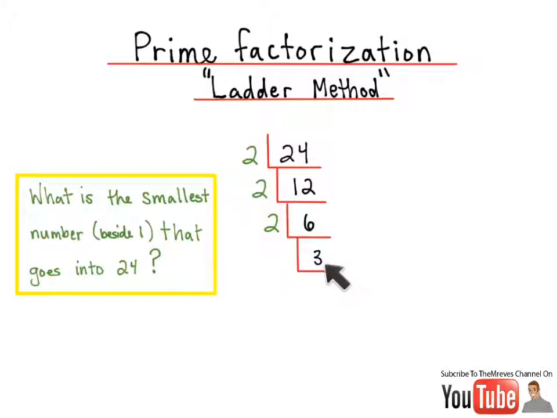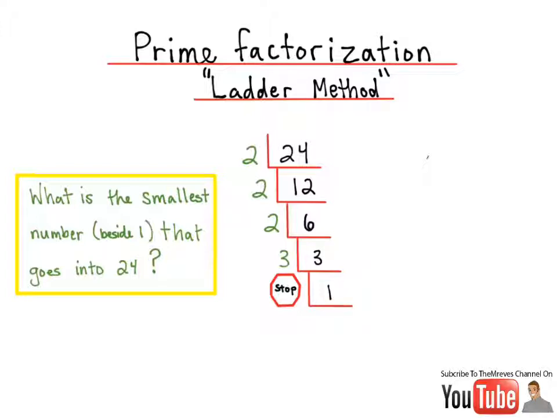What's the smallest number besides 1 that goes into 3? Well, itself, 3, and 3 goes into itself 1 time, so I have 1 left over. And when I get to this point, whenever I reach the number 1, that's where I'm going to stop. So that's our stopping point.